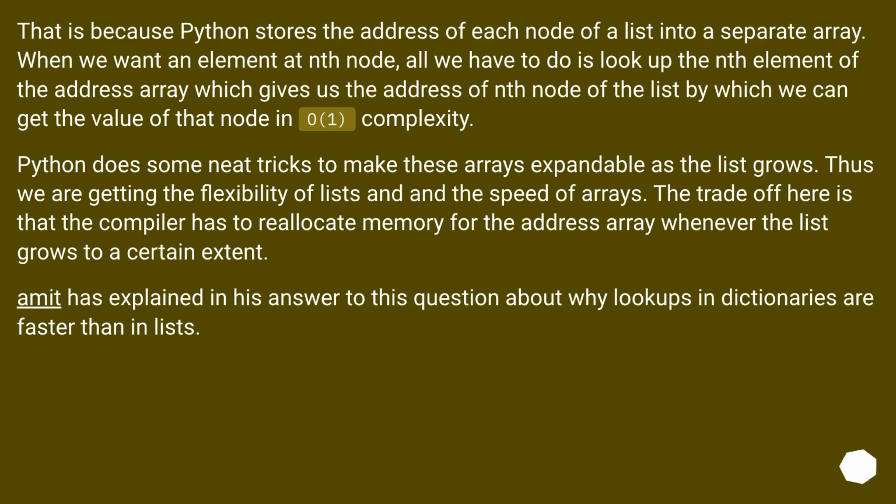That is because Python stores the address of each node of a list in a separate array. When we want the element at the nth node, all we have to do is look up the nth element of the address array, which gives us the address of the nth node of the list, by which we can get the value of that node in O(1) complexity. Python does some neat tricks to make these arrays expandable as the list grows. Thus we are getting the flexibility of lists and the speed of arrays. The trade-off here is that the compiler has to reallocate memory for the address array whenever the list grows to a certain extent. Amit has explained in his answer to this question why lookups in dictionaries are faster than in lists.